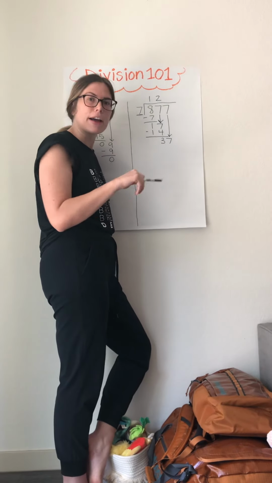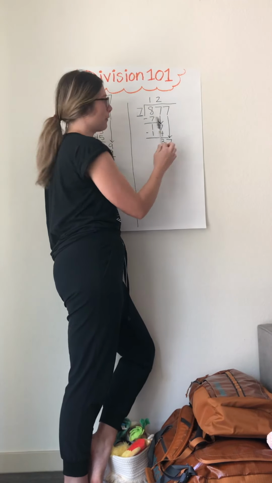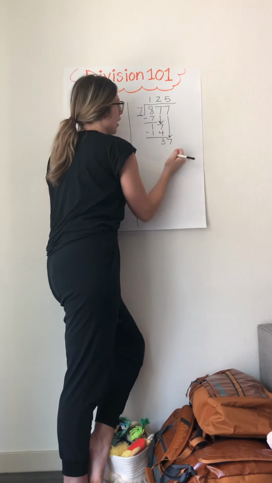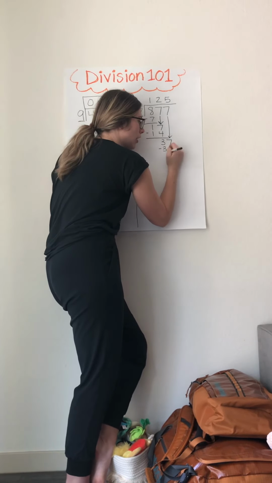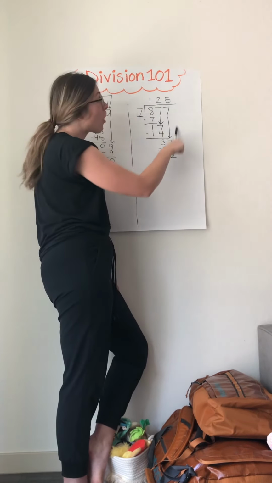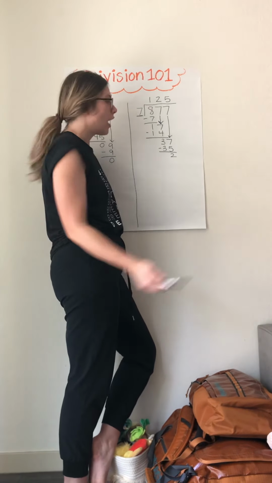Again, I think, how many 7s go into 37? I do know that 5 7s makes 35, and 6 7s makes 42. So 35 would fit. That would be 5 7s. 5 times 7, like I said, is 35. I subtract 35. And I have 2. There are no other numbers to bring down this time. That's how you know you're at the end of the problem.